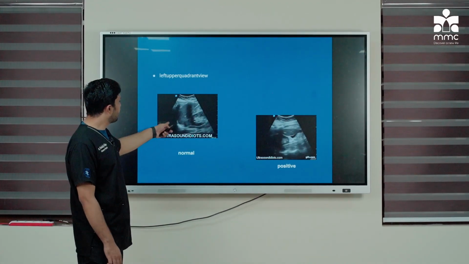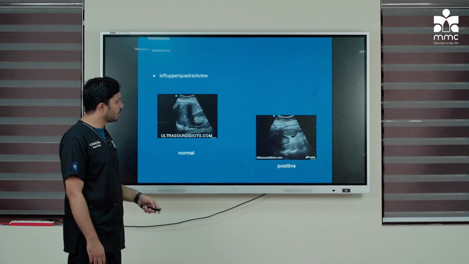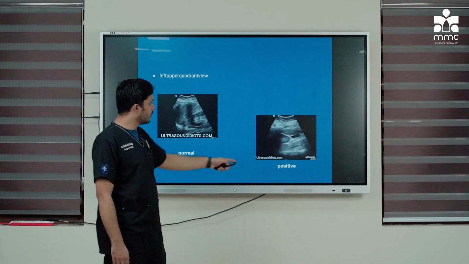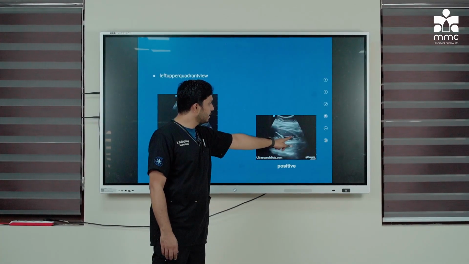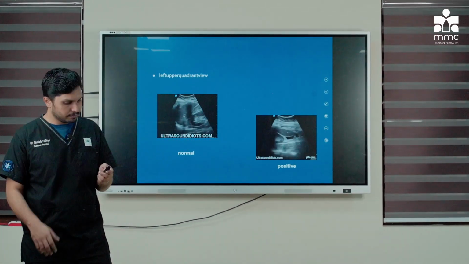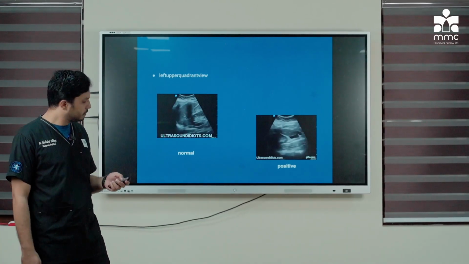Here we can see the left upper quadrant view. In the left upper quadrant view, we can see the liver and spleen. Here we are looking at the splenorenal area, the splenorenal ligament. Here we can see a blackish colored area between the spleen and kidney. That is also showing fluid in the abdomen. That is another dependent area in the abdomen.